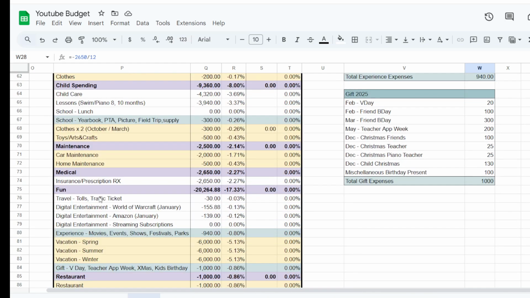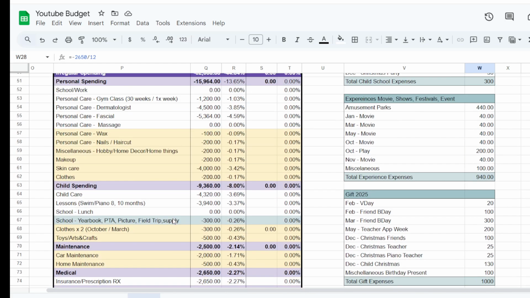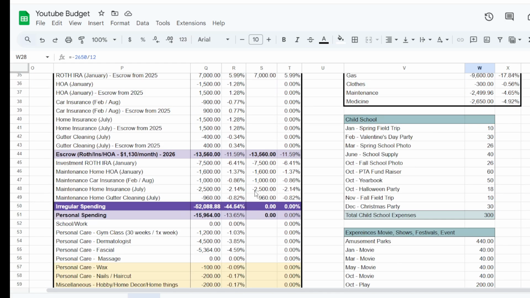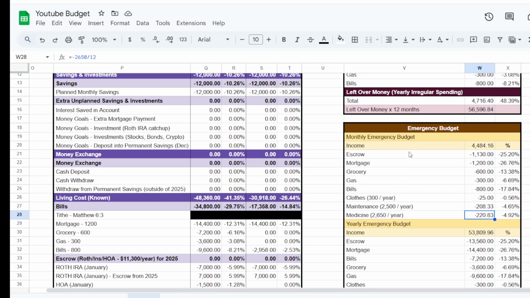which is my entertainment money. Obviously, maintenance and medical are necessary, so those can't really change. So in here, I still have my escrow because this is not a fun category. This is something that I have to do.